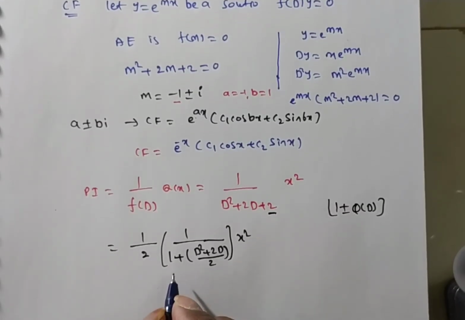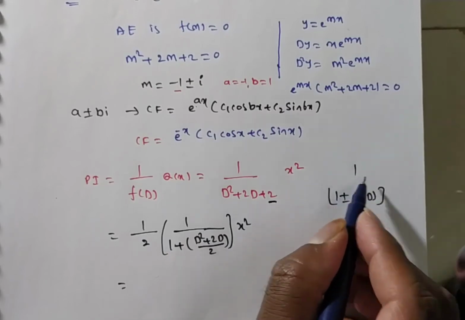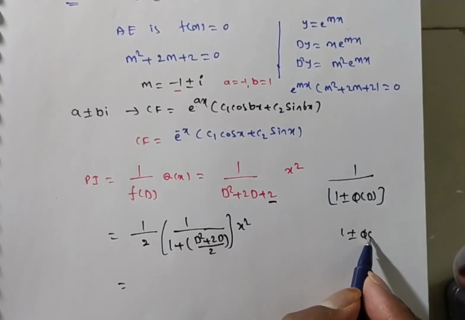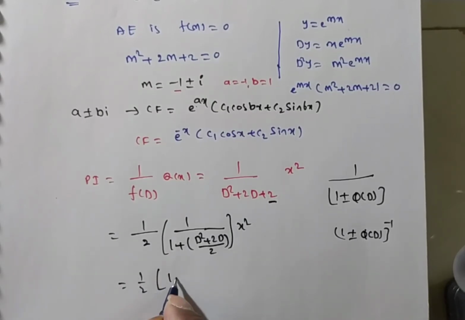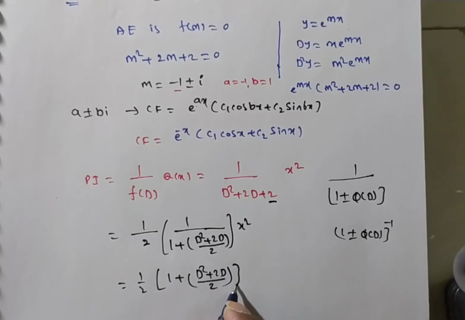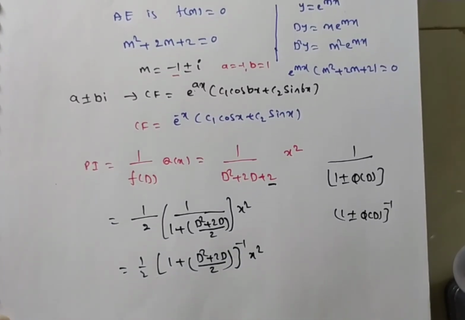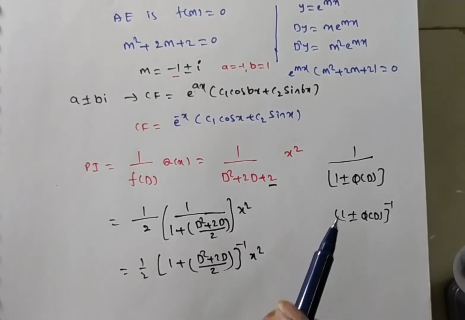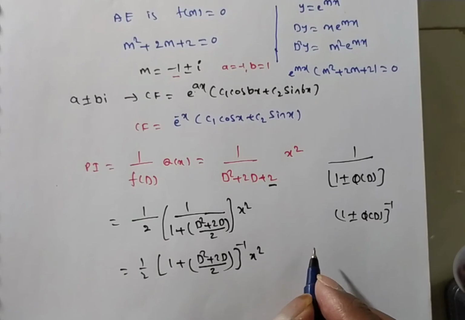Yes or no? The denominator is containing 1 plus or minus phi of D. Now you can also write this as 1 by 1 plus or minus D. How can you write it? 1 plus or minus phi of D whole inverse form. So 1 by 2 into 1 plus D square plus 2D by 2 whole inverse into x square. Now you see friends, whenever x square is on the right side, we write in terms of 1 plus or minus phi of D. Now this is like 1 plus or minus x whole inverse form.